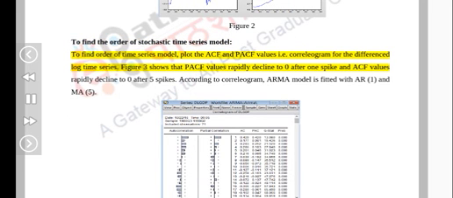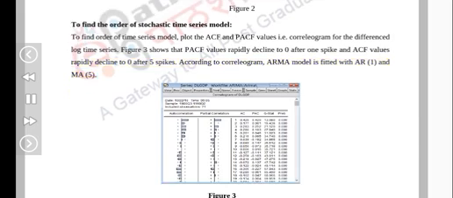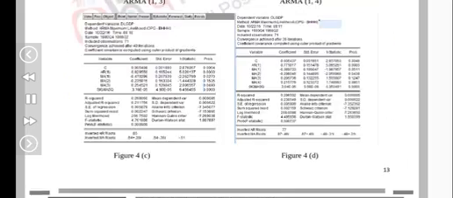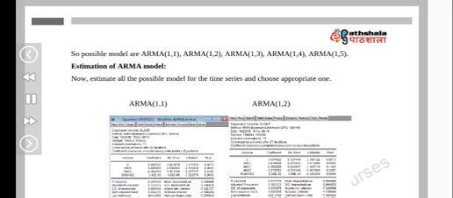To find the order of the time series model, plot the ACF and PACF values, i.e. the correlogram, for the differenced log time series. Figure 3 shows that PACF values rapidly decline to 0 after 1 spike and ACF values rapidly decline to 0 after 5 spikes. According to the correlogram, an ARMA model is fitted with AR1 and MA5. Figure 3. So the possible models are ARMA(1, 1), ARMA(1, 2), ARMA(1, 3), ARMA(1, 4), ARMA(1, 5). Estimation of ARMA model.